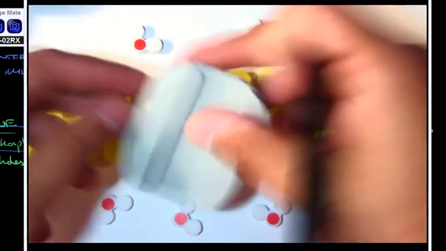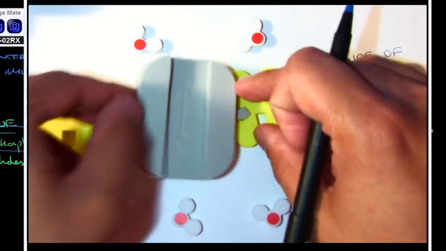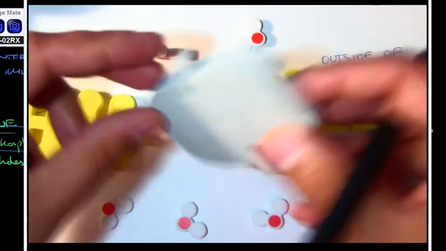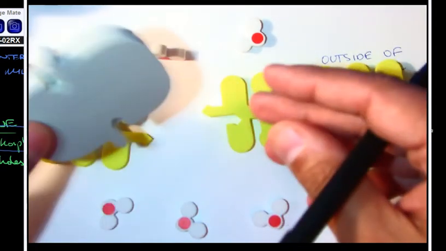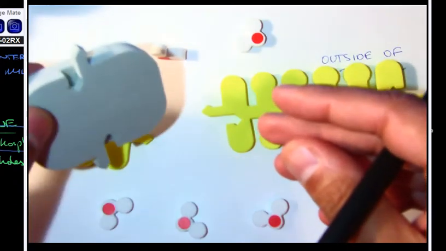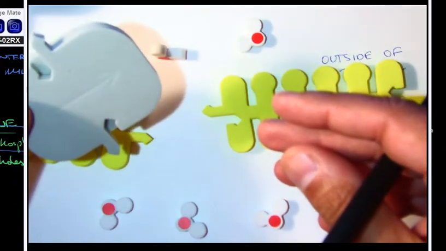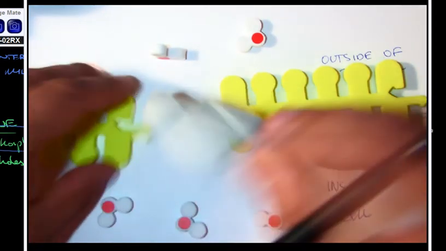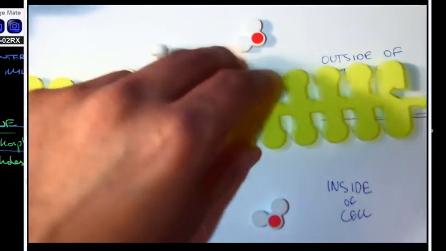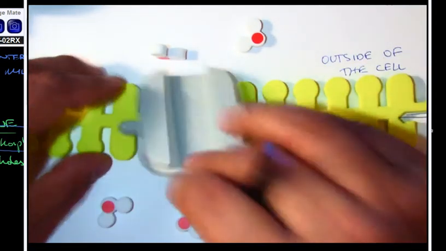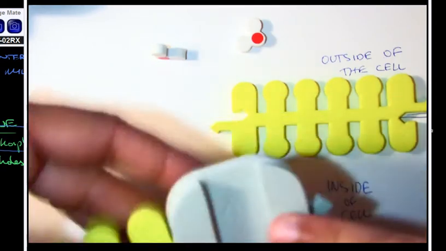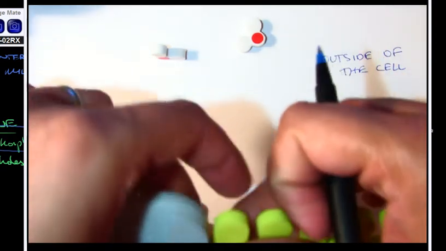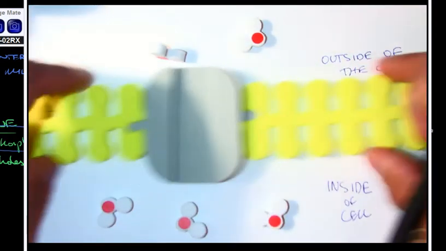Okay, so I'm going to add, I think it goes in like this. Oh, I've got my phospholipid in the wrong way. That's the problem. Alright, so then I've got my protein here embedded.